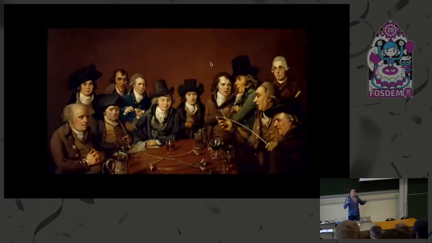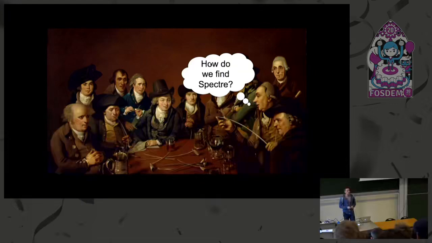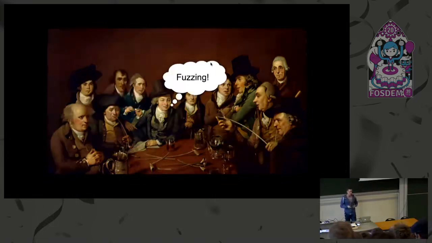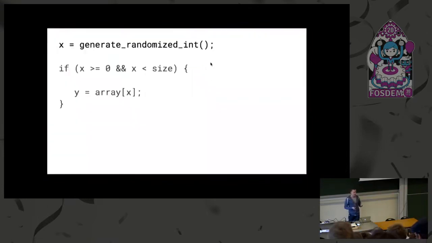When we came to this conclusion, we met in our group and asked ourselves: how do we find Spectre? Can we draw a parallel with other vulnerabilities? What are the mechanisms and tools that are used to detect other types of vulnerabilities? One of the trending techniques that we came up with is fuzzing. So how does fuzzing work? Just to remind you, it's a relatively simple conceptual technique.